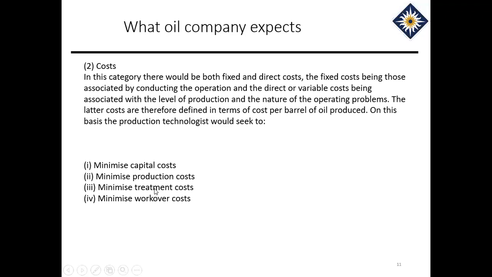Minimize treatment cost: use modern technologies, use smart techniques, and try to minimize the cost. And minimize workover cost later on. If you are doing any workover job, minimize those costs. So they want you to spend the minimum. Every business wants that. If you are a businessman, you will try to reduce your cost, the operating cost.